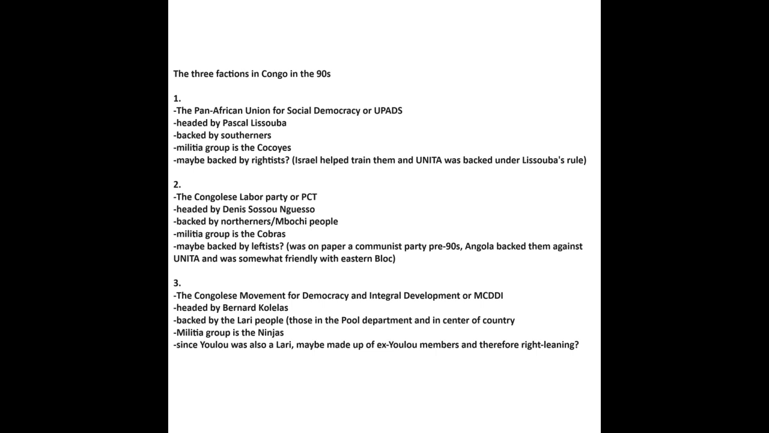The two largest opposition groups would be the Pan-African Union for Social Democracy, or UPADS, headed by Pascal Lissouba and supported by many Southerners and those along the coast, and the Congolese Movement for Democracy and Integral Development, or MCDDI, headed by Bernard Kolelas and the Lari ethnic group. By 1990, Sassou began to allow opposition to operate in the country, liberalize the economy, cut the bureaucracy, and allowed for multi-party elections, which saw the UPADS win in 1992, ending the People's Republic of the Congo.